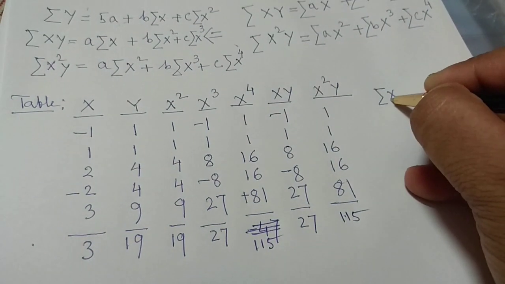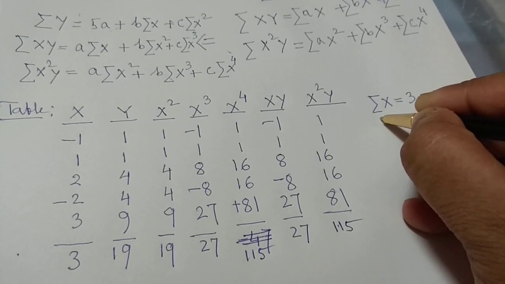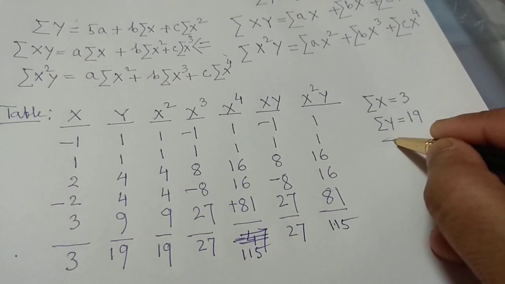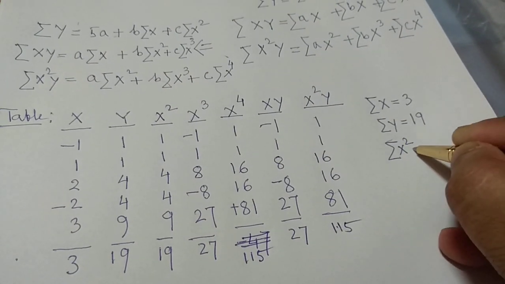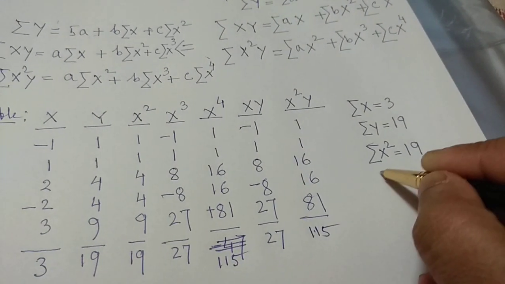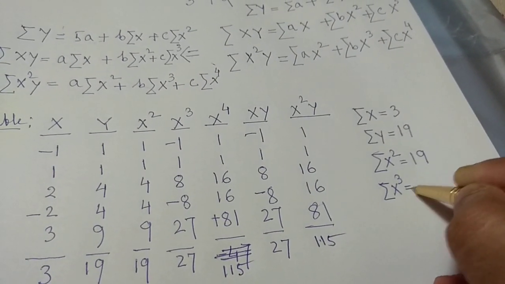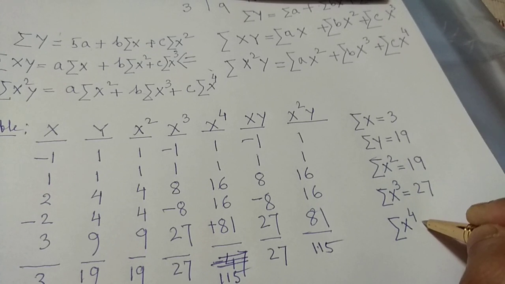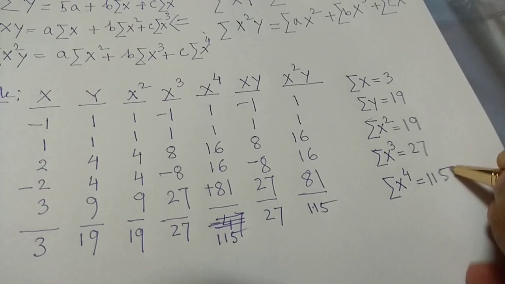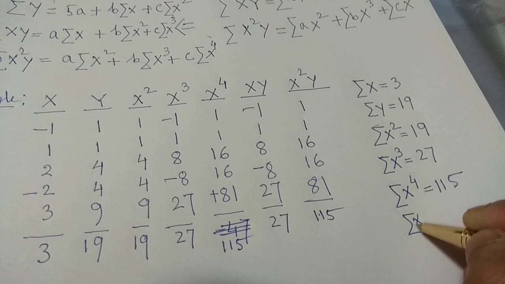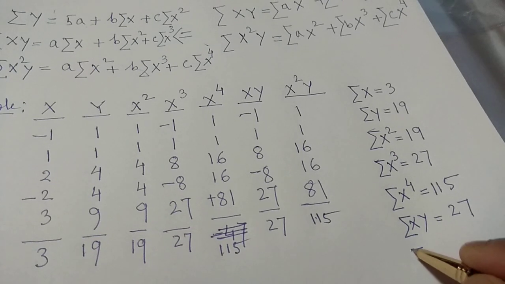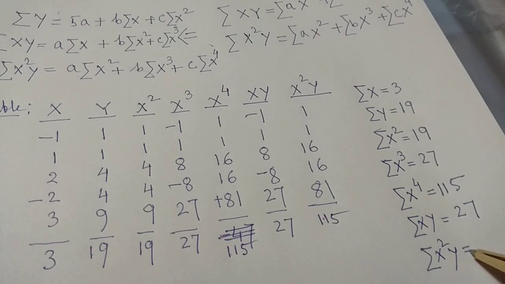So let us jot down the summations here. Summation x is 3, summation y is 19, summation x square is 19, summation x cube is 27, summation x to the power 4 is 115, summation xy is equal to 27, summation x square y will be 115.